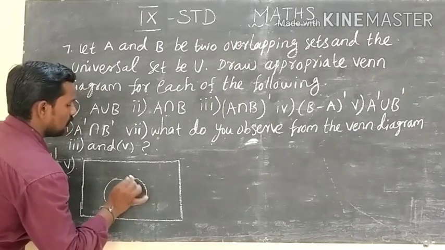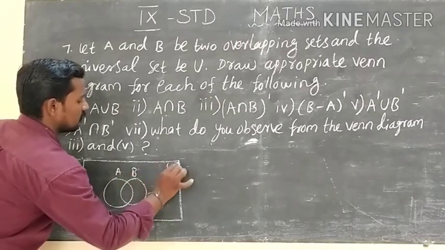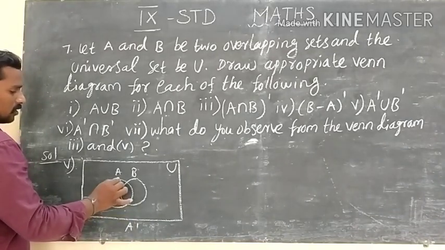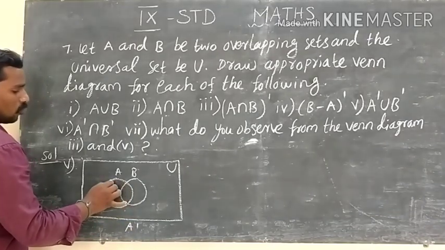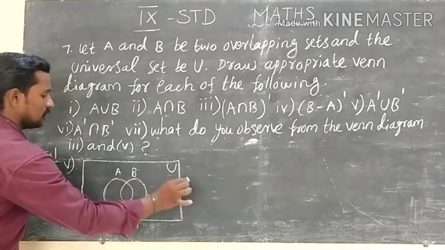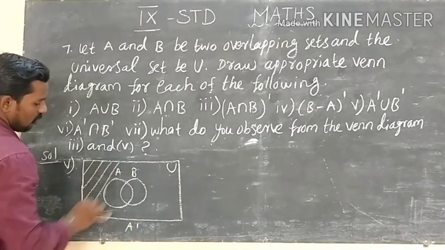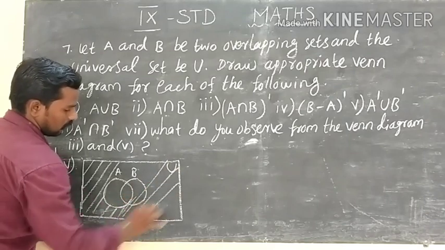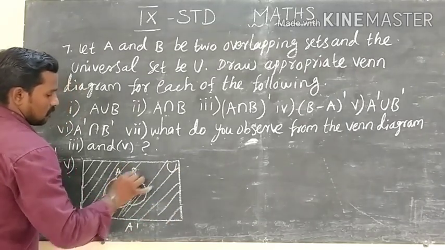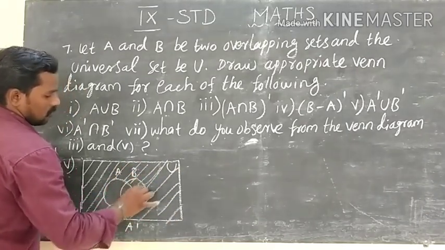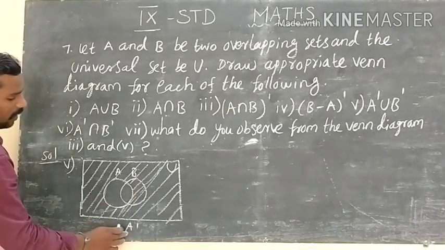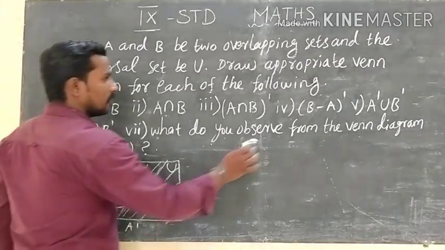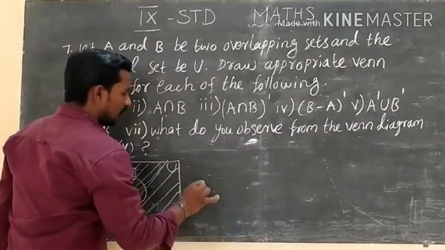This is overlapping sets A and B in the universal set. A complement: omit A from the universal set. This is A. Omit A from the universal set. So the remaining portions are all shaded. This is the A complement answer, omitting A. Then find B complement.